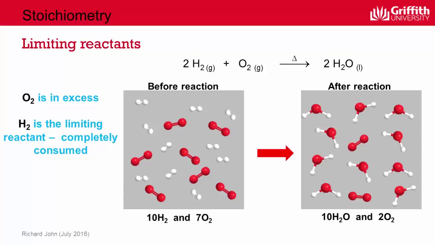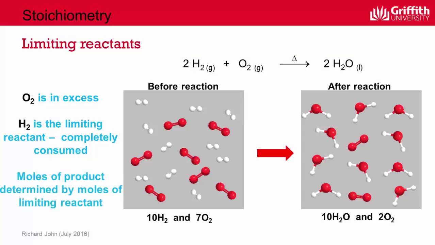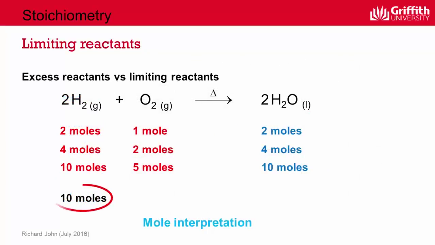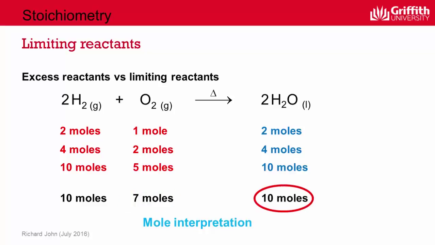It's important we identify which reactant is going to run out, or which reactant is the limiting reactant, because the moles of product, in this case water, will always be determined by the moles of the limiting reactant, in this case hydrogen. So our 10 moles of hydrogen plus our 7 moles of oxygen will produce our 10 moles of water. And that's because the oxygen was considered to be in excess, the limiting reactant being hydrogen, and the moles of product are therefore determined by the starting moles of hydrogen.